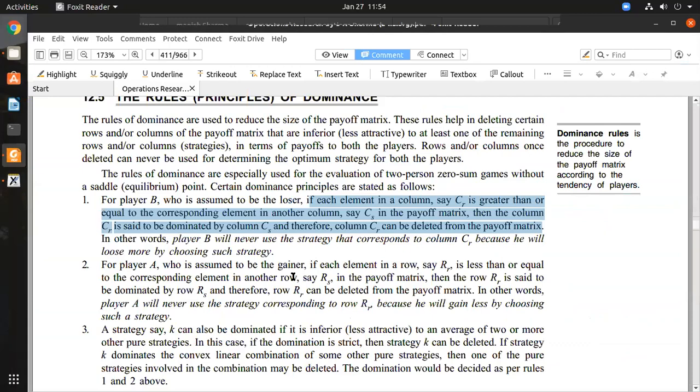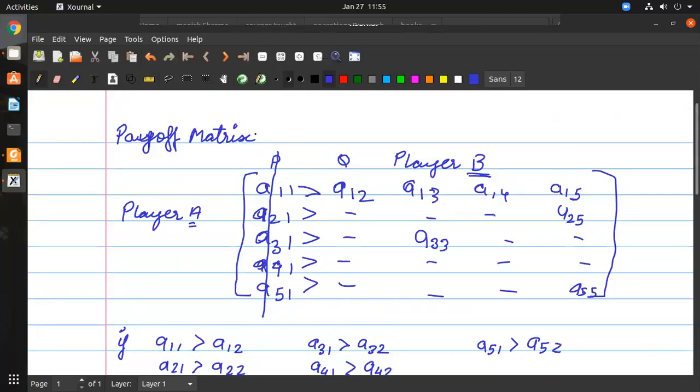Okay. Is it clear now? Let us see. So now here, in other words, player B will never use the strategy that corresponds to CR because he will lose more by choosing such a strategy. This is what I was saying here. If he is using strategy P, there is more chance of losing as compared to strategy Q. Thus, he will never use this strategy. So if he is not going to use it, what is the purpose of keeping it in the payoff matrix? That is why we are eliminating it. Correct? Is it understood now?